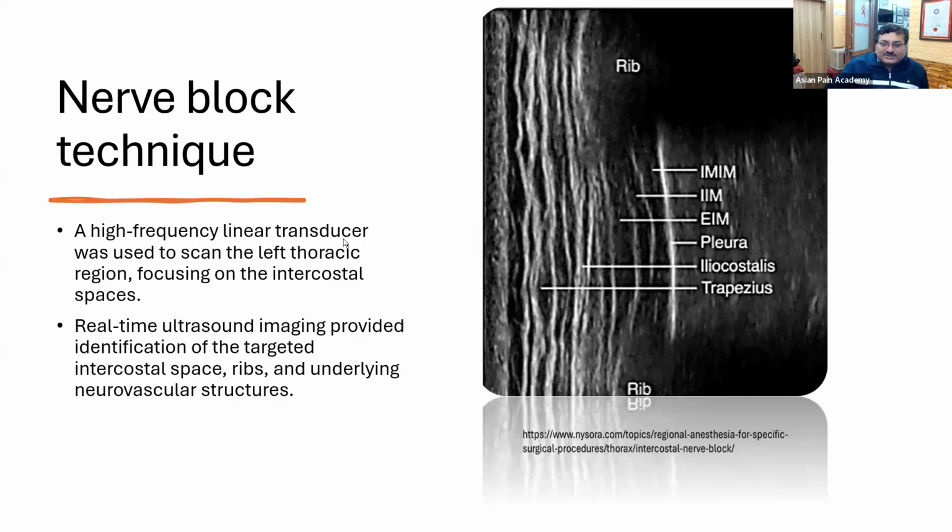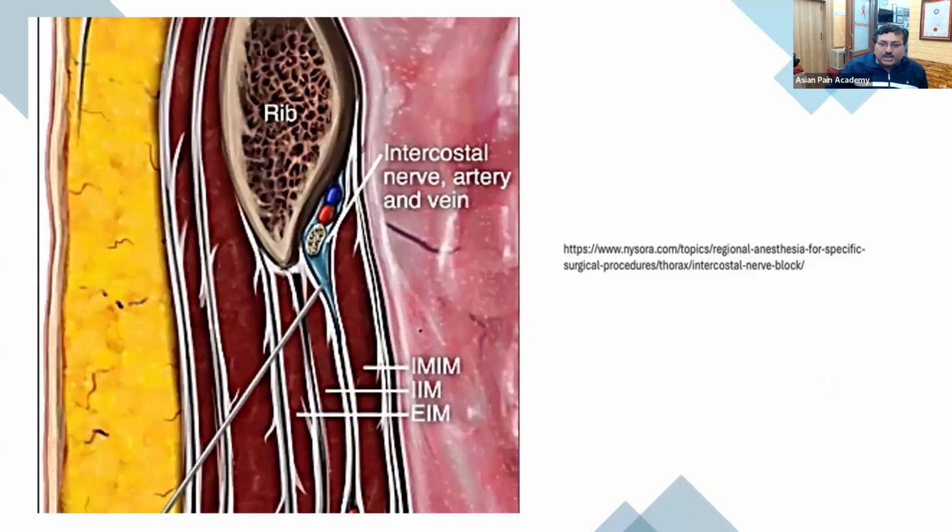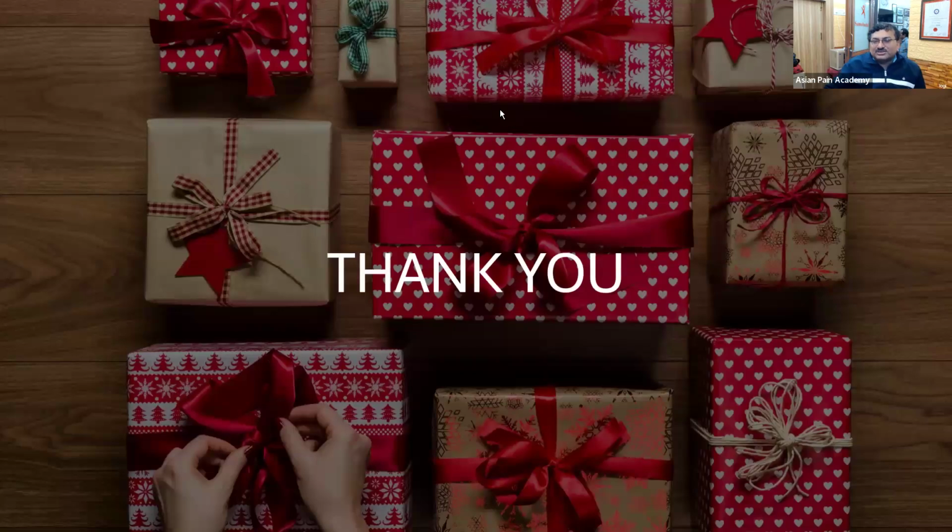Now coming to the high frequency linear transducer used for the scan at the thoracic region, ultrasound provides the identification of the target. So we have to find all the structures, most importantly the arterial pulsation and also the pleura. The rib, arterial pulsation and the pleura: these three things you have to be sure of. Whether you are able to find all the intercostal muscles or not is not very important, but the most important thing is you should not go into the pleura. Once you are there, usually 1 to 2 ml of the local anesthetic steroid solution is injected.